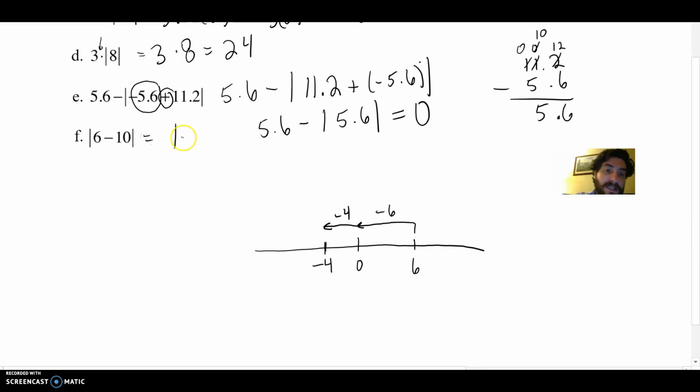So this is looking for how far away is -4 from 0. That's what they're asking for here. What is this distance here? And that distance, the absolute value of -4, is 4.